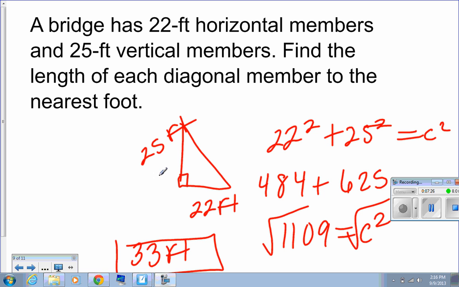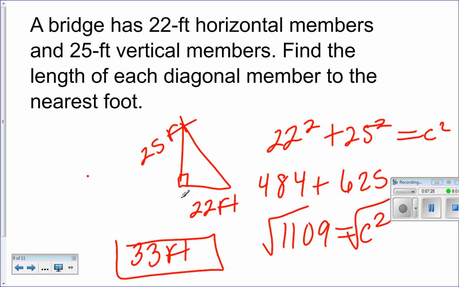For this problem, you should have seen that 22 feet is your horizontal, 25 feet is your vertical. So 22 squared plus 25 squared, so 484 plus 625 gives you 1,109. Take the square root, and you want to round to the nearest foot, so you got 33.3, so we round down to 33 feet.